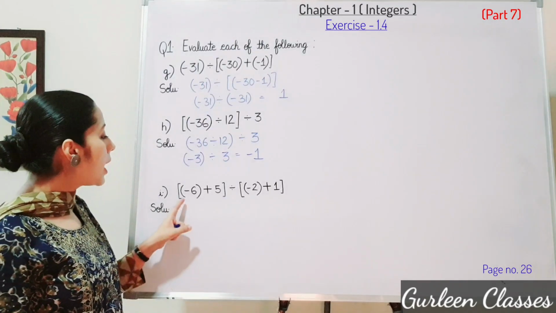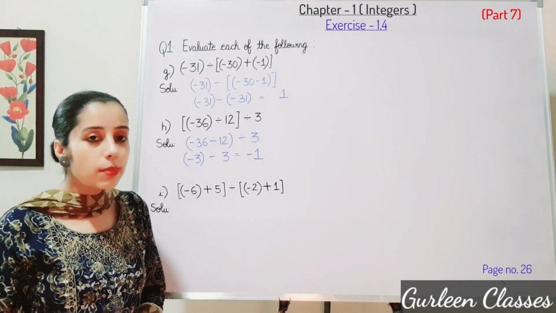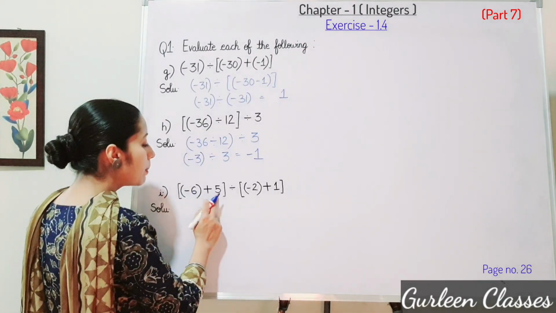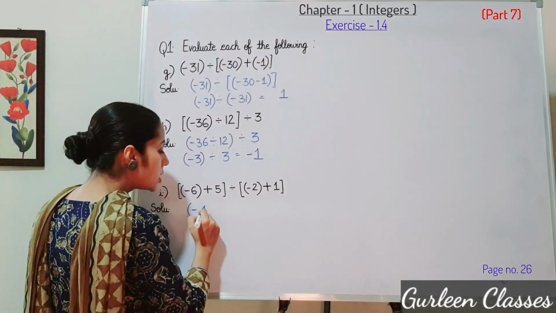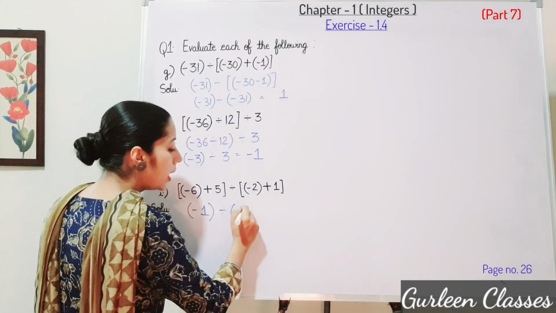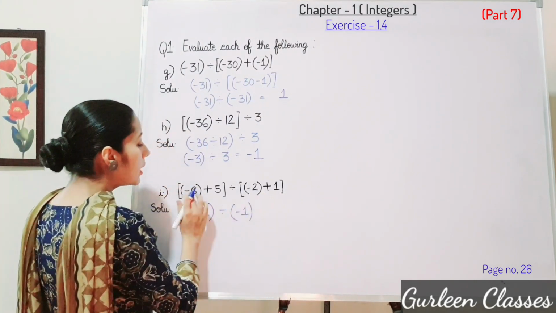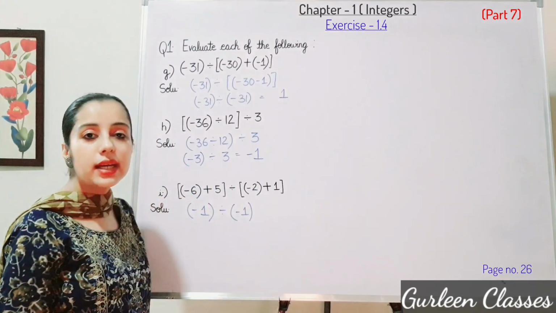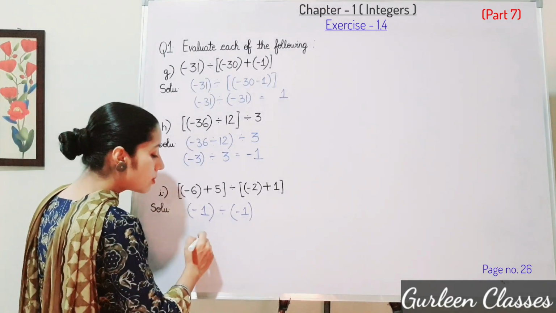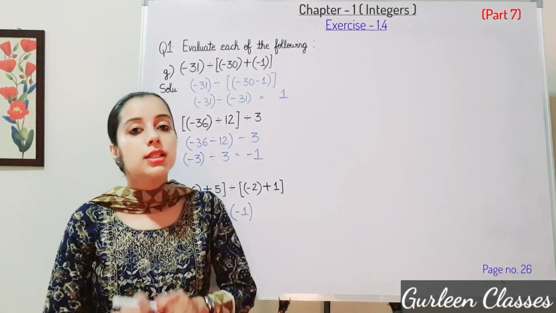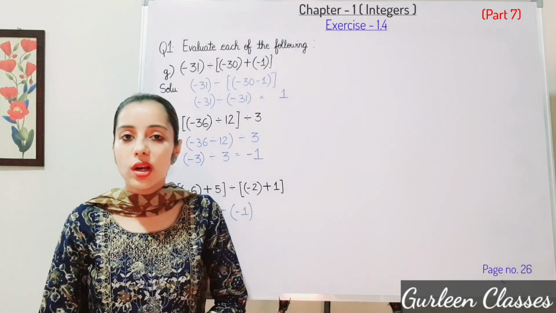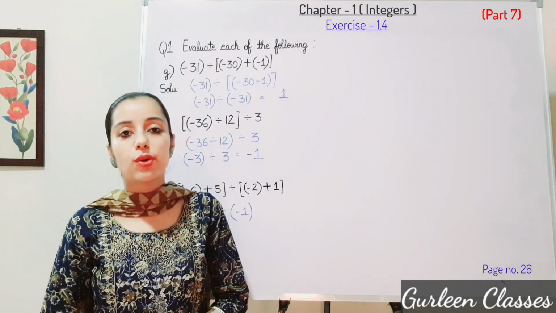Next part, bracket minus 6 plus 5 divided by bracket minus 2 plus 1. So let us solve here. Minus 6 plus 5 will be minus 1, divided by minus 2 plus 1, which will be minus 1. In both cases, the greater number has a minus sign, so we write a minus sign here. So minus 1 divided by minus 1 will be plus 1. Whenever we divide a negative integer by a negative integer, we divide them as whole numbers. At last we put a plus sign before the answer.